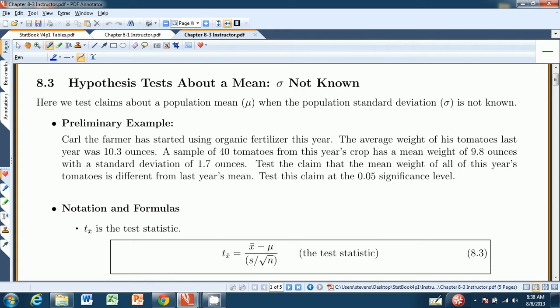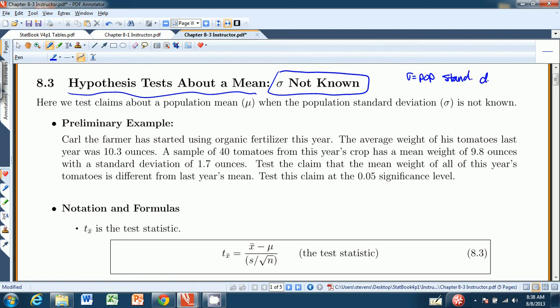In this section we're going to talk about hypothesis tests about a mean, and specifically we will assume that we do not know sigma, where sigma is the population standard deviation. And this is more than likely going to be the case. It's hard to believe that you would have a situation where you actually did know the population standard deviation. We're testing a claim about mu, where mu is the population mean, and sigma, the population standard deviation, is not known.